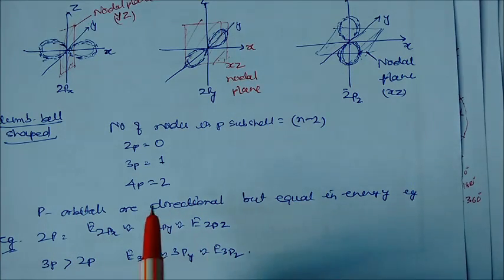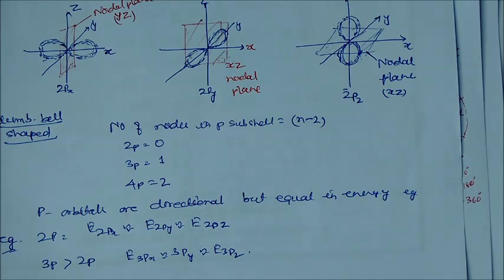All these p orbitals have equal energy. Suppose there are 3 orbitals, energy wise all are equal to each other. 2px is equal to 2py equal to 2pz, and 3px, 3py, 3pz all will be equal like this. But the energy of 3p will be greater than 2p. You have to keep this in mind.